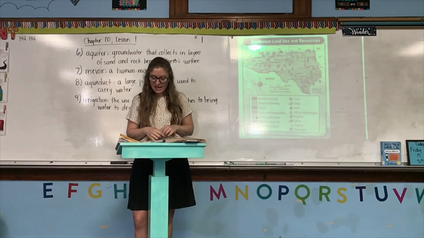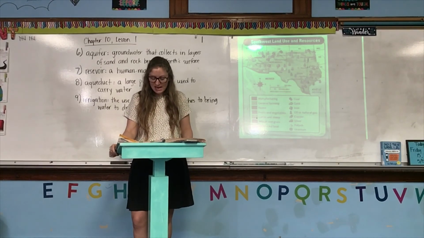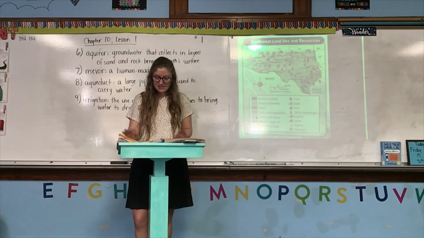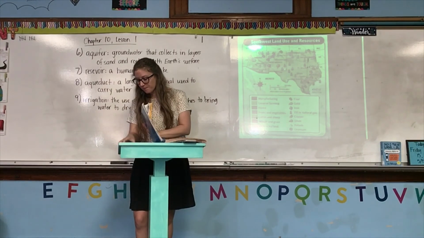Okay, let's read the summary. And it says, plains, deserts, mountains, and plateaus cover the Southwest region. Much of the region has a hot, dry climate. The region's natural resources include forests, minerals, fuels, and land for farms and ranches. Okay, that's it.